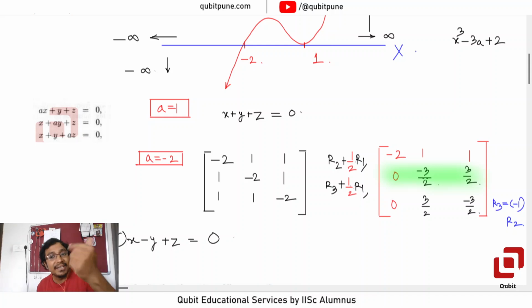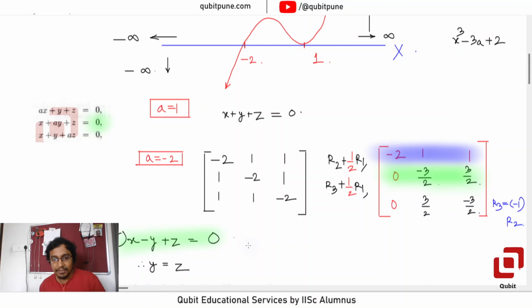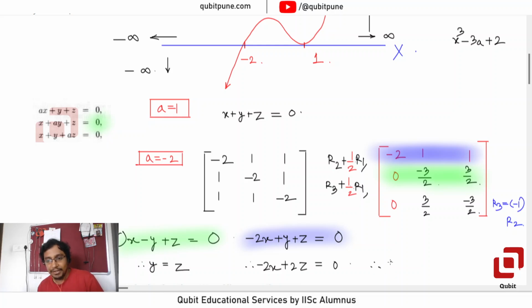0x. Now even if I take minus 3 by 2 y plus 3 by 2 z equal to 0, ultimately it is 0 here, so I can take minus y plus z equal to 0. That means what is my y? y equals z. Okay. Go to first. Can any one of you tell me what is the associated equation here with this? What would it be? Minus 2x plus y plus z equal 0. Yes, now put y as z. So x equal to z came.